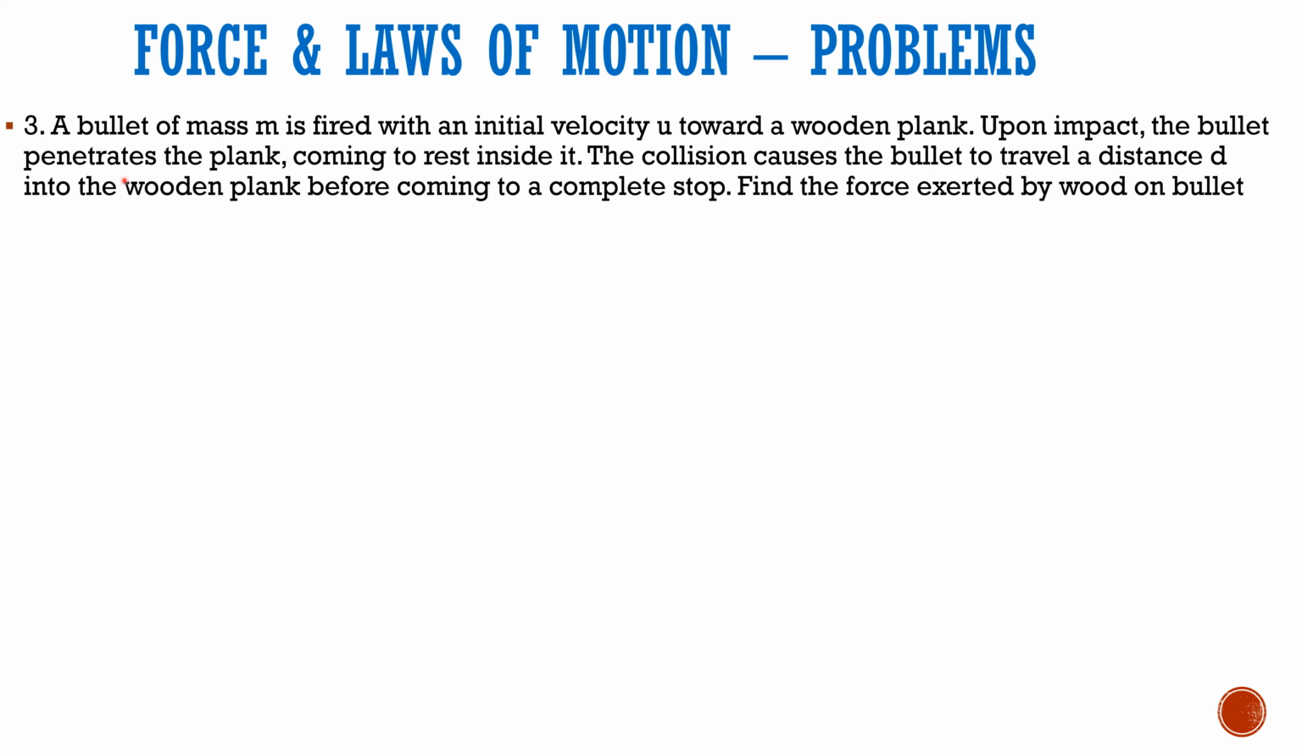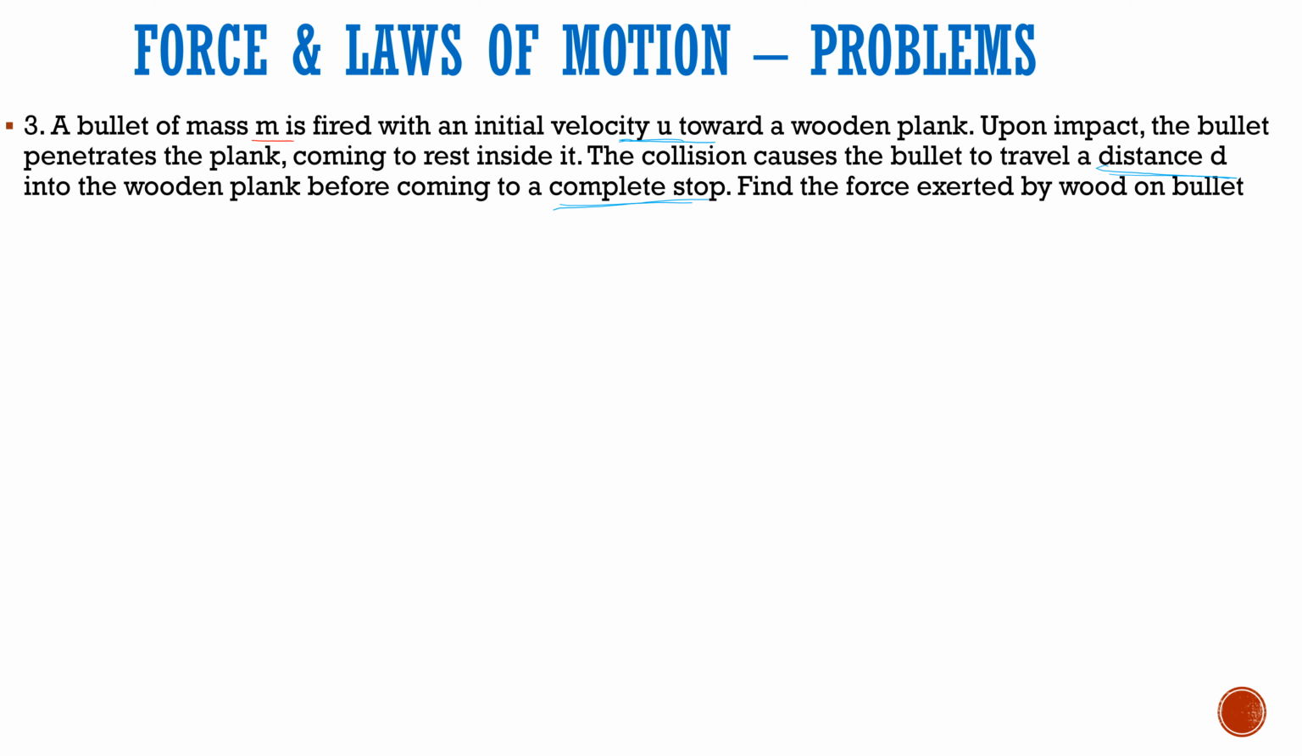So let's start with the next problem, which says that a bullet of mass m, with the initial velocity of u, is moving towards a wooden plank. Upon the impact of the bullet, it penetrates the plank, of course, and then it comes to rest inside it. So the collision causes the bullet to travel a distance d. It actually penetrates through a distance of d inside the wooden plank before coming to a stop. Coming to a stop means the final velocity becomes 0. So find the force exerted by the bullet.